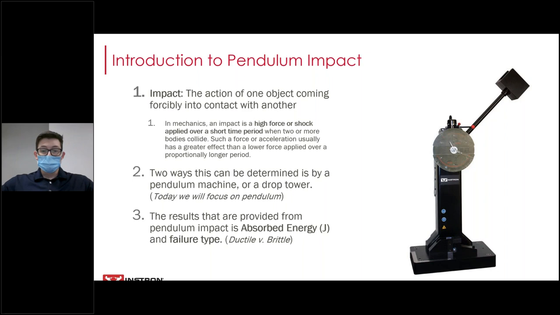The way that a pendulum machine calculates absorbed energy is by understanding the original angle that it's sitting at, and then comparing it to the final angle after the swing. To get an accurate measurement, you will need to account for windage and friction loss. Depending on your machine, you'll either calibrate this manually, or you may choose an option that can calculate and calibrate this automatically. Another important result from these tests that needs to be recorded is the failure type. This is represented as a brittle or a ductile failure.